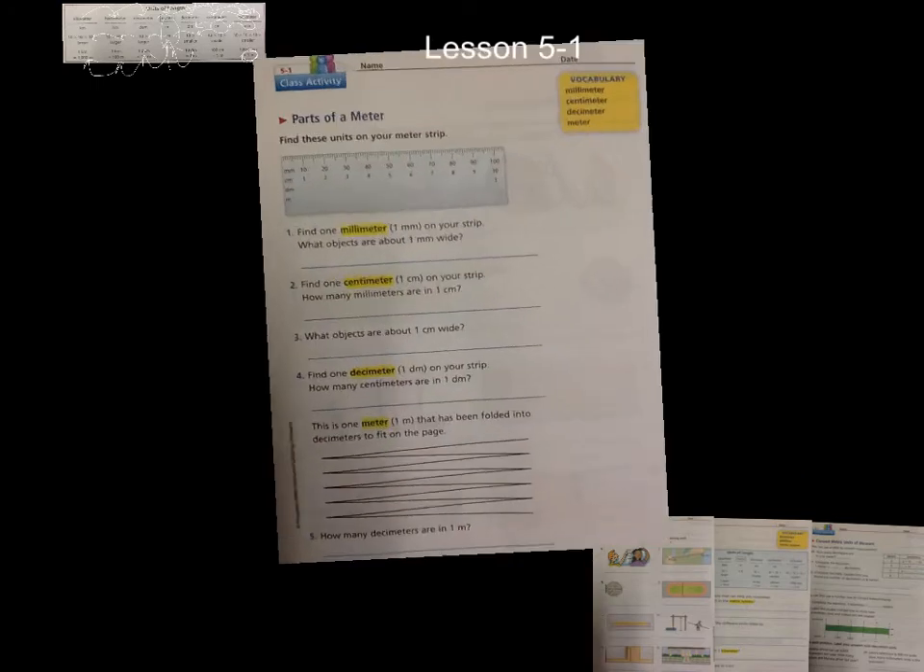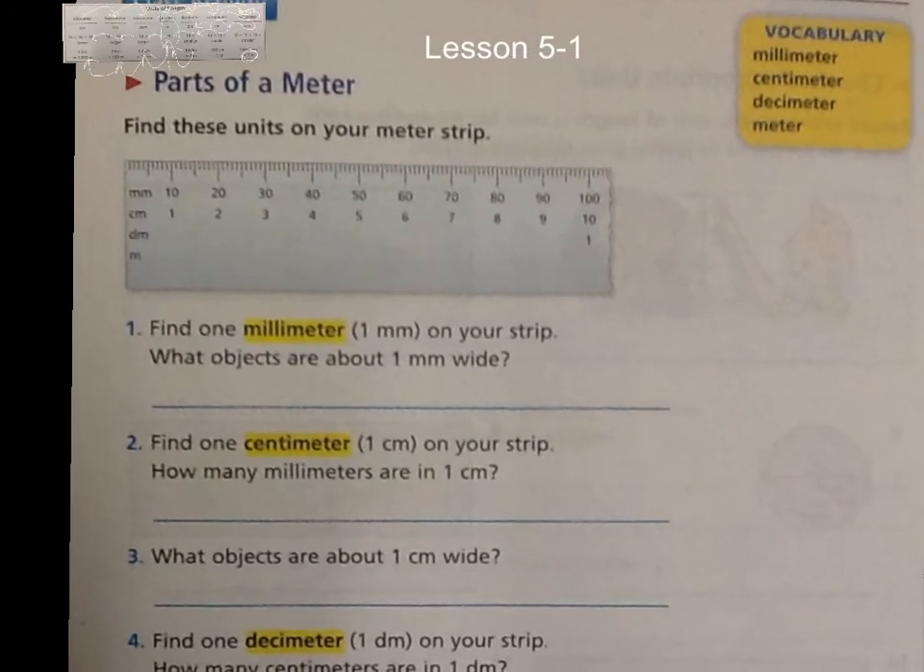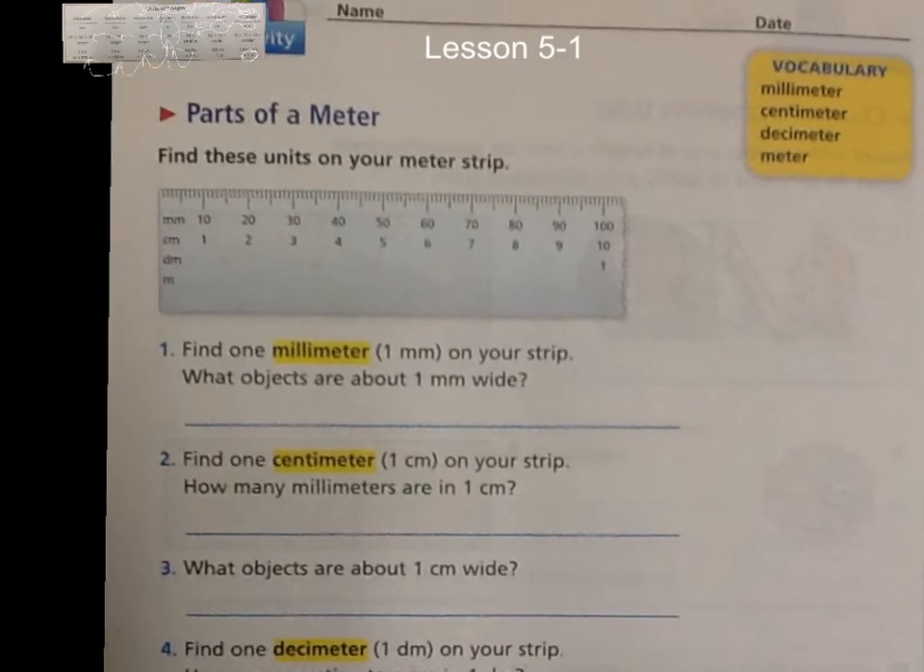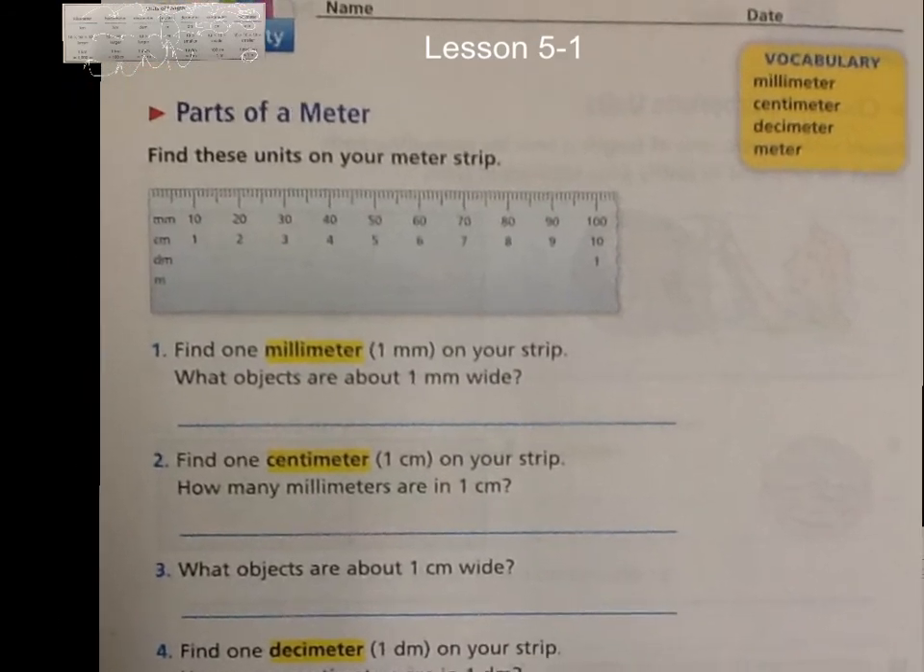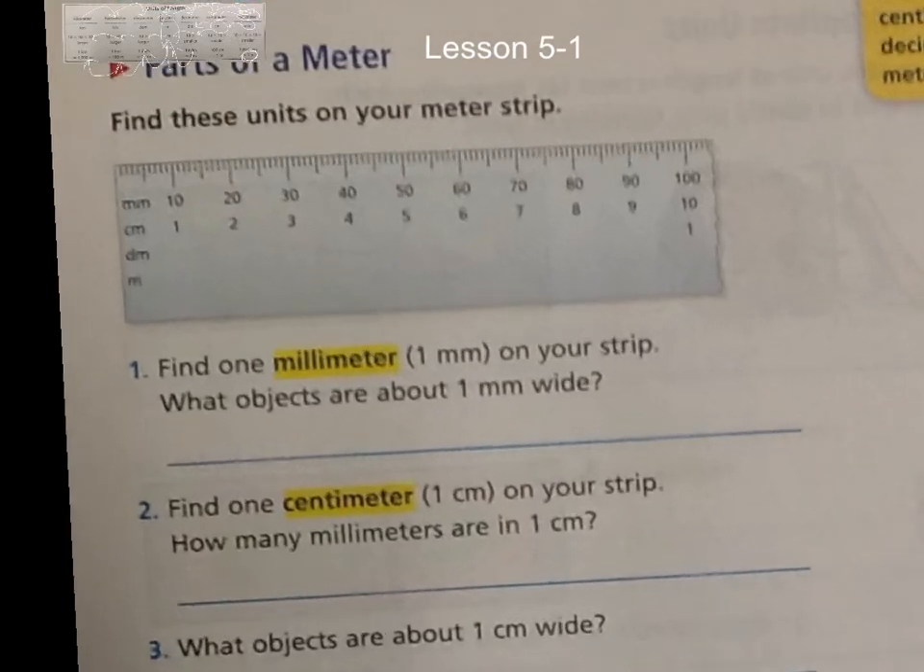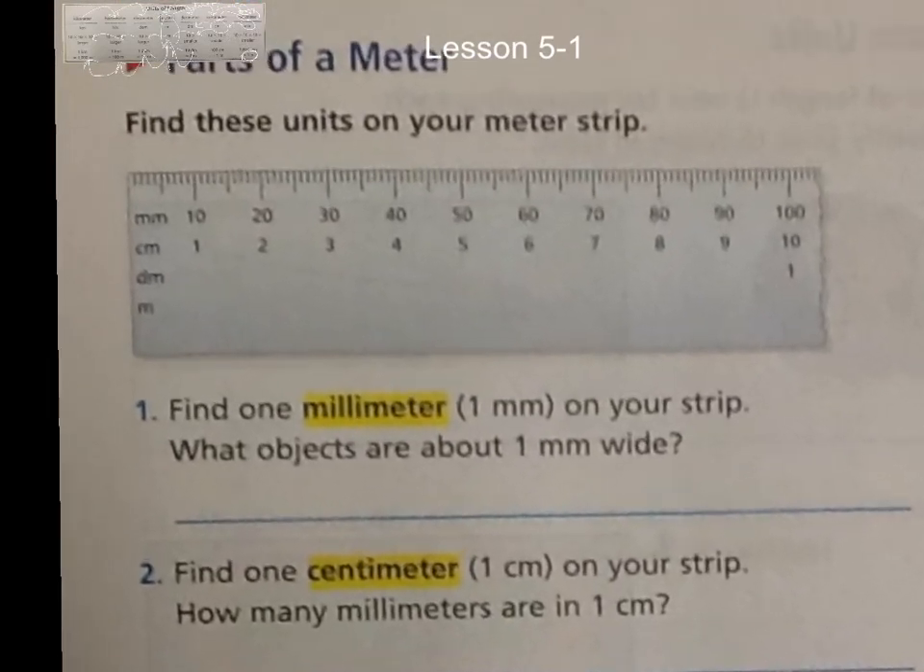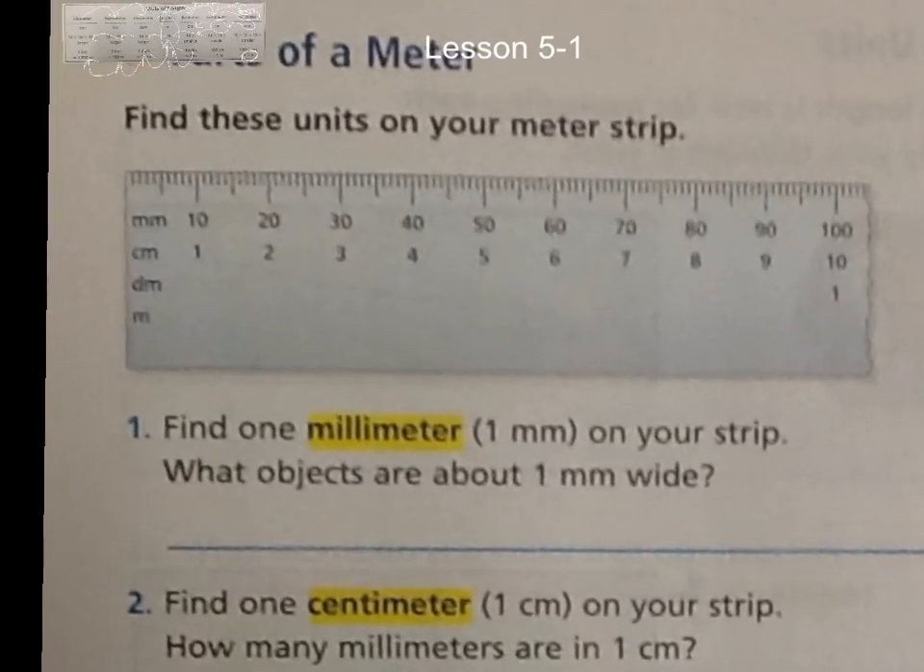Okay, so let's go to our first page. I'm going to try to fly through some of these pages. A lot of this Unit 5 will have to do with measurement. So if you know your measurement pretty well, then this will be easy for you. Let's go back to what I was talking about earlier about the different types of meters. Here are your millimeters. Each of these little lines is a millimeter.